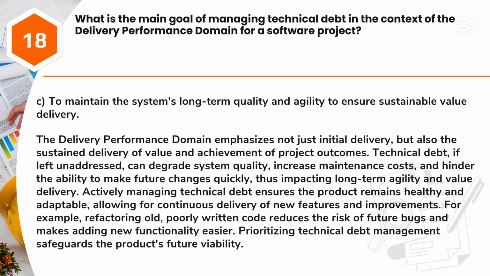Answer: C. To maintain the system's long-term quality and agility to ensure sustainable value delivery. The delivery performance domain emphasizes not just initial delivery, but also the sustained delivery of value and achievement of project outcomes. Technical debt, if left unaddressed, can degrade system quality, increase maintenance costs, and hinder the ability to make future changes quickly, thus impacting long-term agility and value delivery. Actively managing technical debt ensures the product remains healthy and adaptable, allowing for continuous delivery of new features and improvements. For example, refactoring old, poorly written code reduces the risk of future bugs and makes adding new functionality easier. Prioritizing technical debt management safeguards the product's future viability.